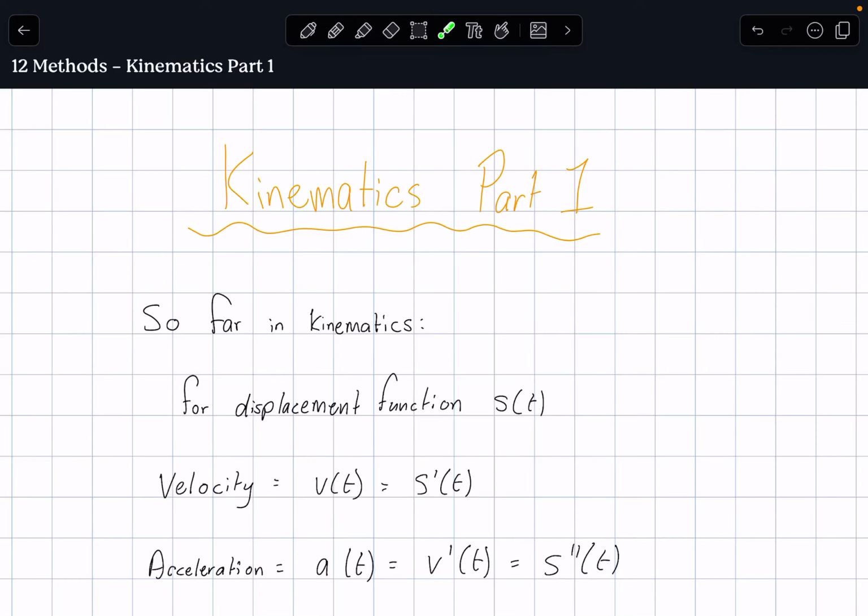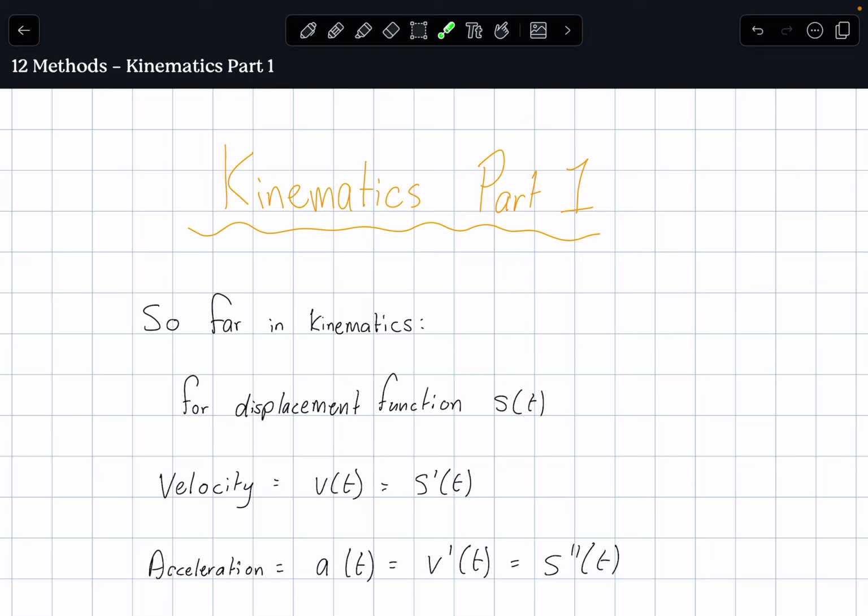G'day team, welcome back to another video on applications of integration. So today we're going to be looking at kinematics in an integration sense. Now we have looked at kinematics a lot before, but we're now going to apply some of our integrals.